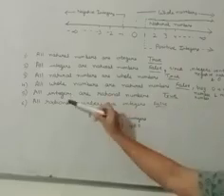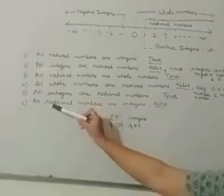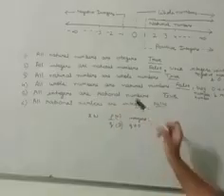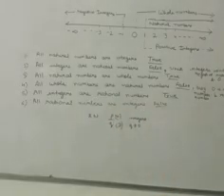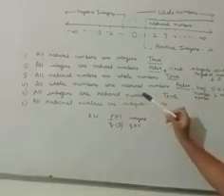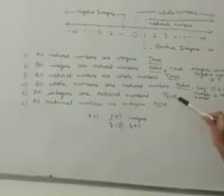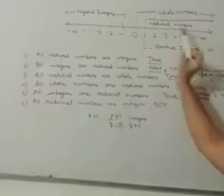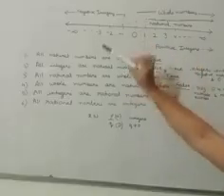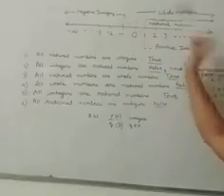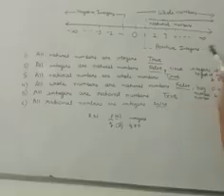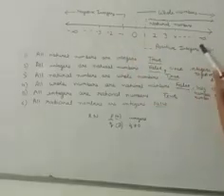Now what is the next part? The next part is all integers are rational numbers. Yes, the statement is true. Why is this statement true? See, on the number line, all the numbers which lie on the number line are integers. So the question is, are all these numbers rational numbers?